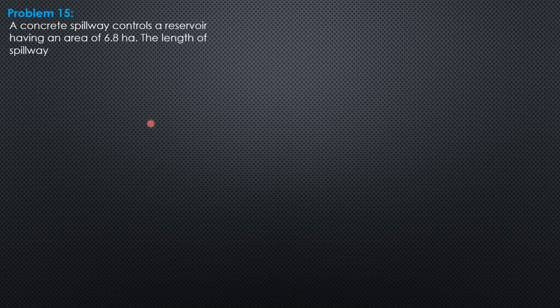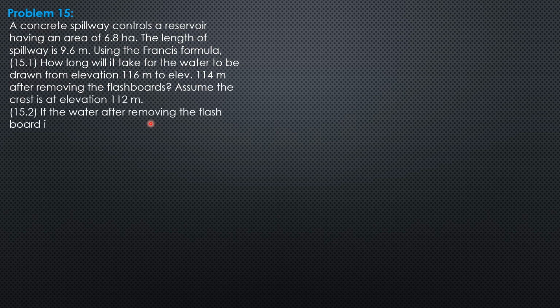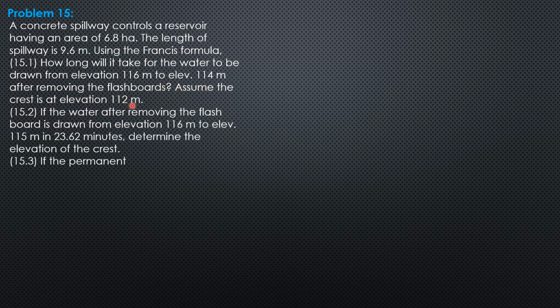Hi everyone, this is example 15 on unsteady flow. A concrete spillway controls a reservoir having an area of 6.8 hectares. The length of spillway is 9.6 meters. Using the Francis formula, how long will it take for the water to be drawn from elevation 116 meters to elevation 114 meters after removing the flashboards? Assume the crest is at elevation 112 meters.